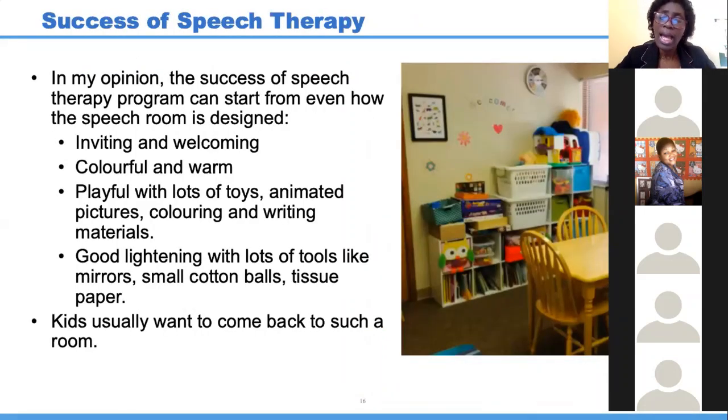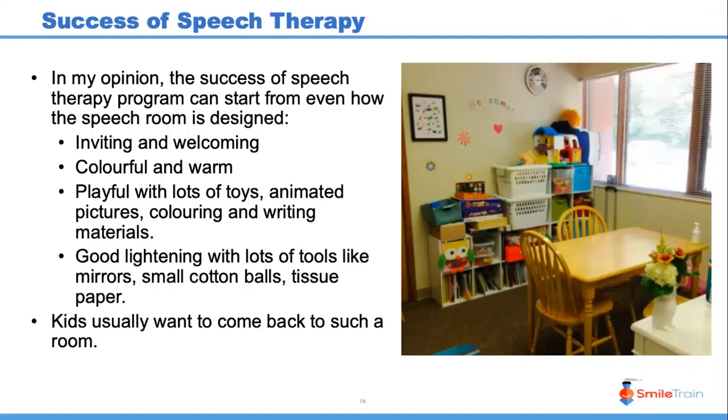And then we come to where these speech therapy sessions take place. The speech room should be as welcoming as one can make it, as colorful as one can make it, as bright. And have loads of toys, animated pictures, coloring materials, where a child can feel comfortable in order to open up. Because when children do not open up, they will not speak. And if they are not speaking, we can't even assess how they speak or identify their target sounds. So the speech room should be welcoming enough that the child will always want to come back.